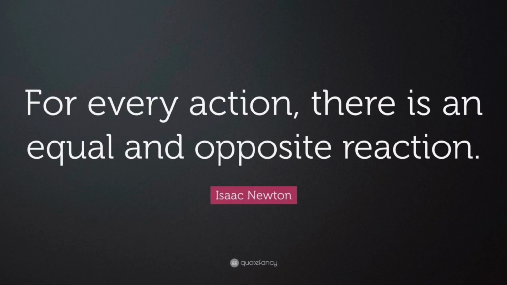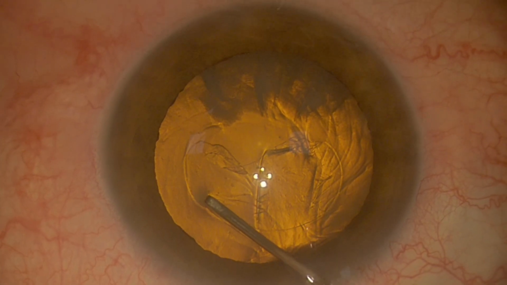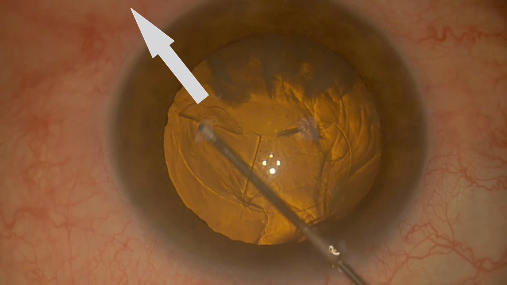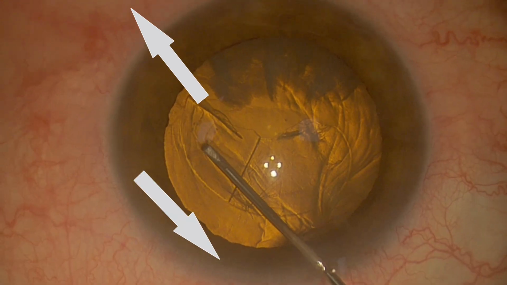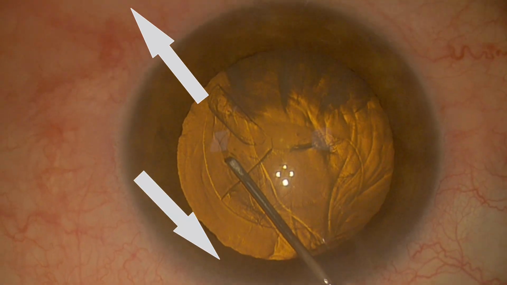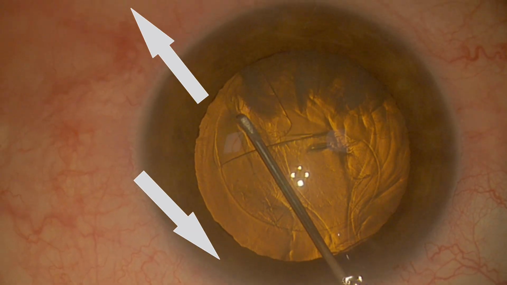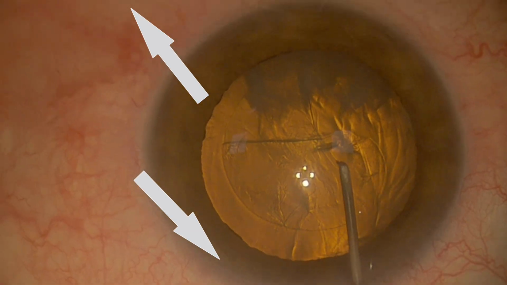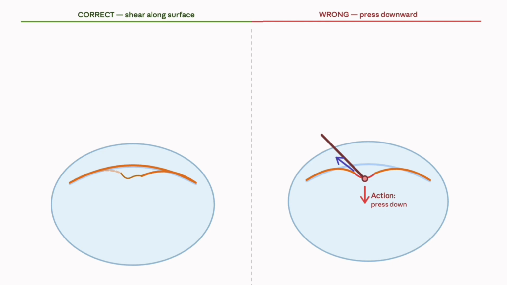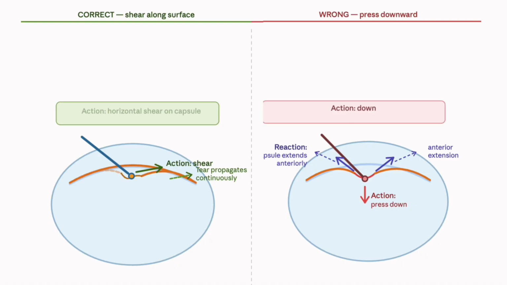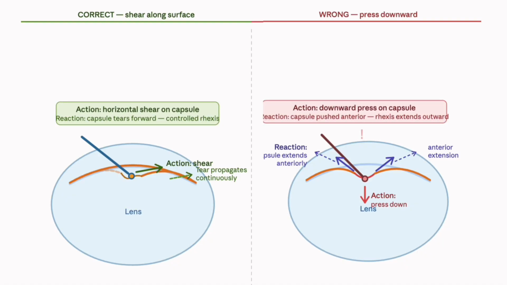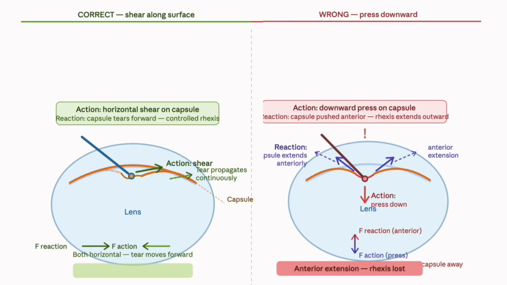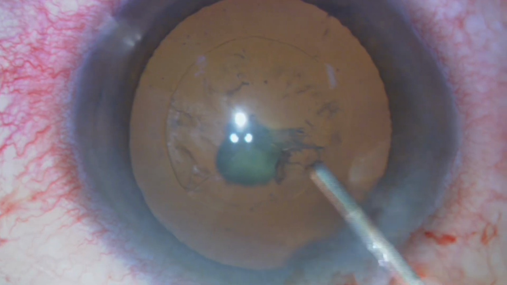The next rule is Newton's law. For every action, there is an equal and opposite reaction. So once you are moving along the surface of the anterior capsule in one direction, the reaction will be in the opposite direction with the same amount of force. So you can see on the left side how the action on the anterior capsule results in a nice continuous and circular shearing movement on the opposite side. And on the right side of the animation, you can see how when we push down on the capsule, you get an opposite anterior extension reaction.